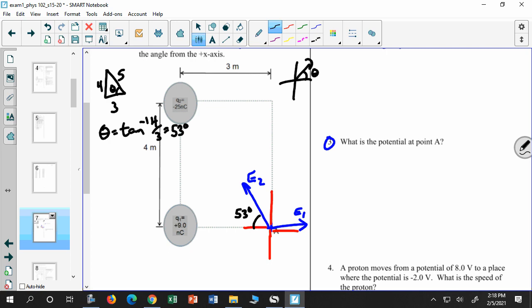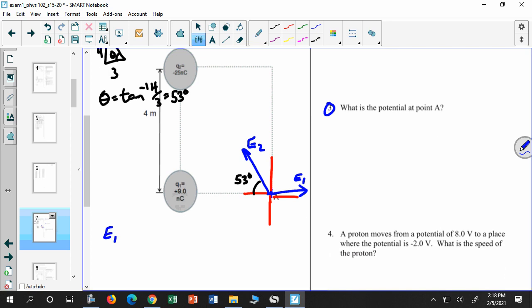Next step is we want to calculate E1 and E2. I'm going to try to make the numbers really easy. It's kQ over r squared. So E1 is 9 times 10 to the 9th, times my Q1, 9 times 10 to the minus 9, divided by r squared. This distance is 3, so it's 3 squared. That cancels, cancels, cancels. It leaves me 9 newtons per coulomb.